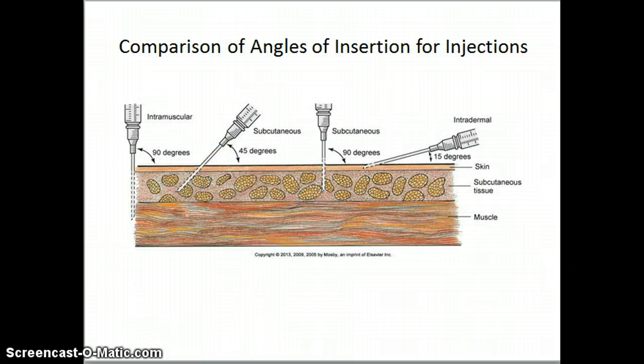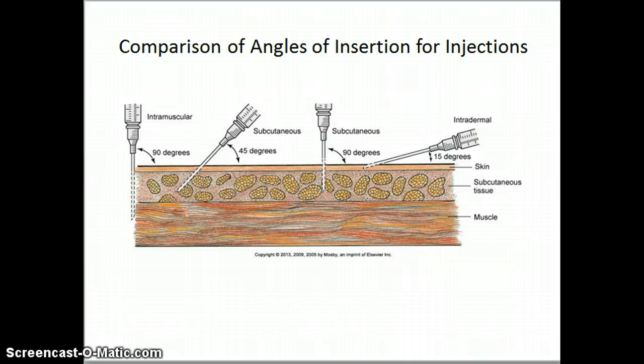In looking at the angles of insertion, you have to use critical thinking as to where you want that medication to go and how much fat or muscle mass a person has. If you have somebody that's 500 or 600 pounds, you're going to be going into quite a bit of subcutaneous tissue, and you would definitely want a longer needle, or instead of it being an IM, it will actually wind up being a subcutaneous med administered.